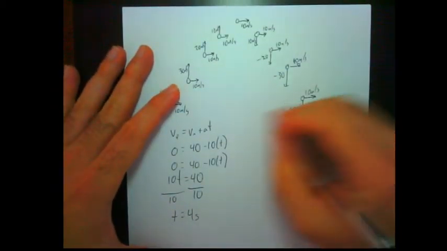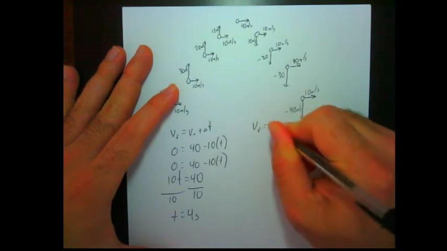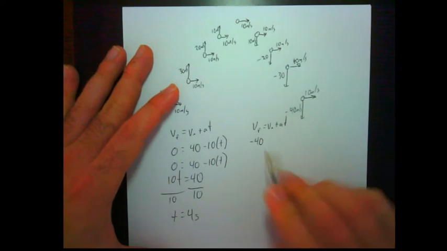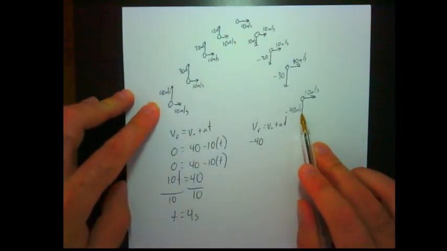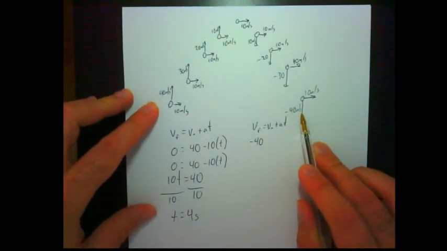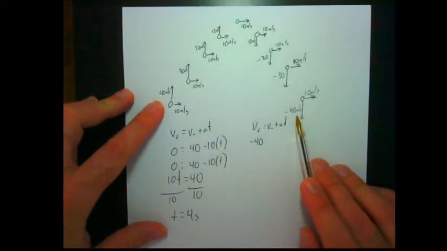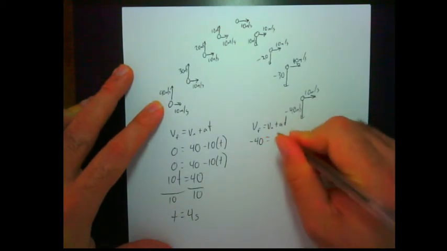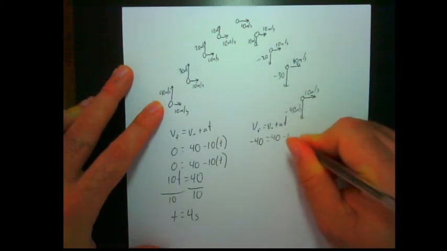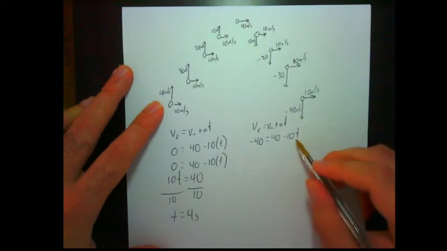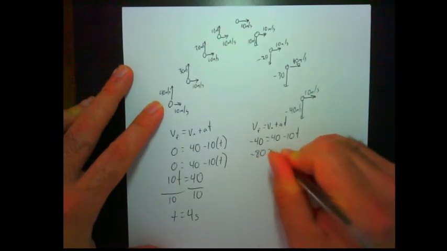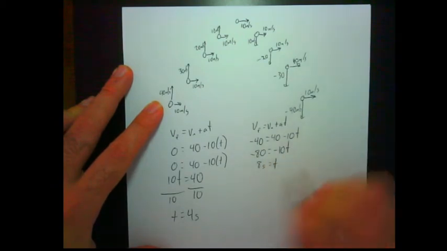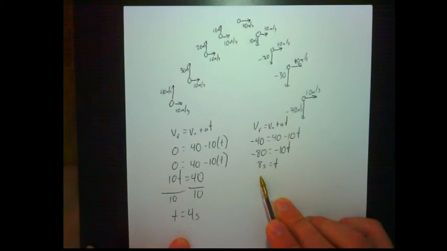But let's look at another way we could solve this. Vf equals Vi plus at. What if we put in our final velocity as the negative of the initial velocity? Because we know on its way back down, it will be going the same speed as it was on the way up at that same height. So negative 40 equals 40 minus 10 times time, so negative 80 equals negative 10t. 8 seconds equals t. Notice it is double the time.